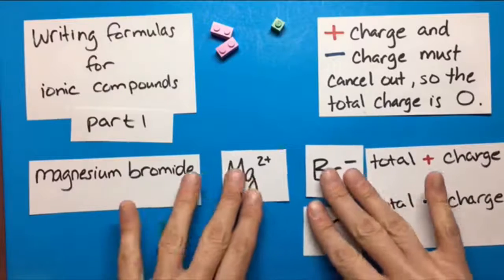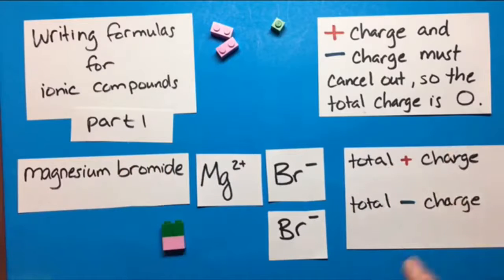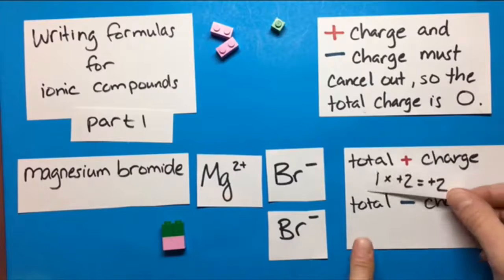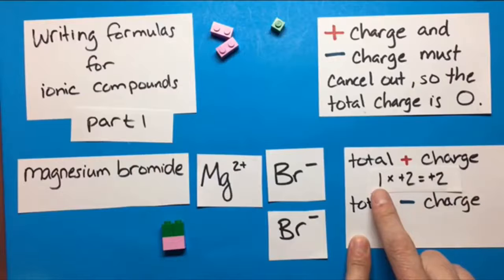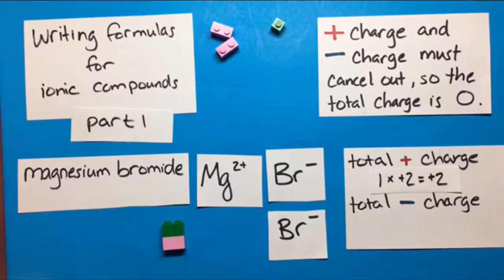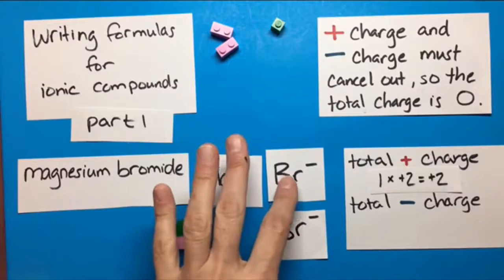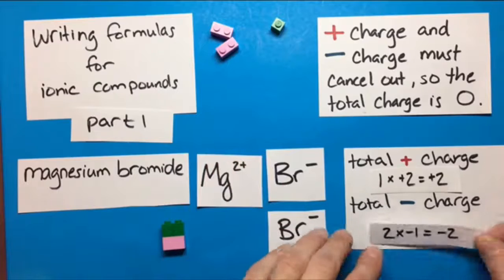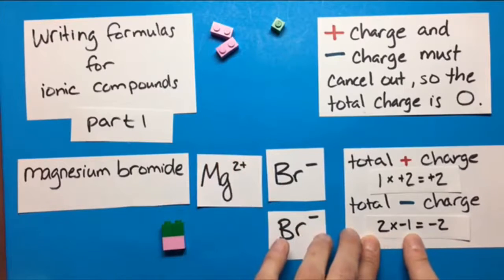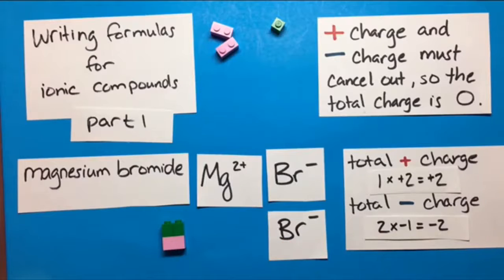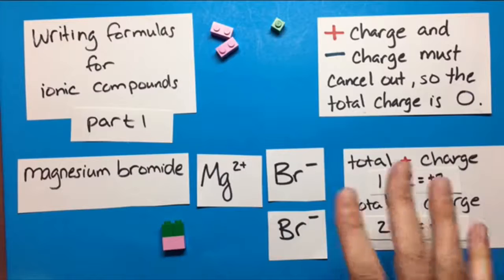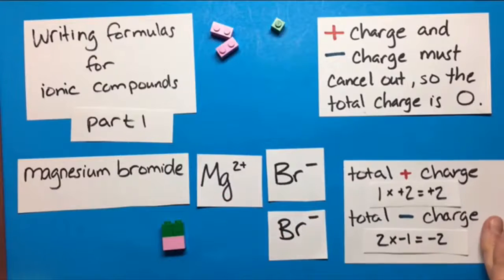So let's just confirm that we have the right balance by looking at our total positive charge and our total negative charge. Our 1 magnesium ion has a charge of +2, and 1 times +2 gives us a total positive charge of +2. For the bromide ions, we have 2 ions, each with a charge of -1, and 2 times -1 is -2. +2 and -2 exactly balance each other out, so the total charge is 0. So we do have the right balance of ions here, we just need to know how to write it.